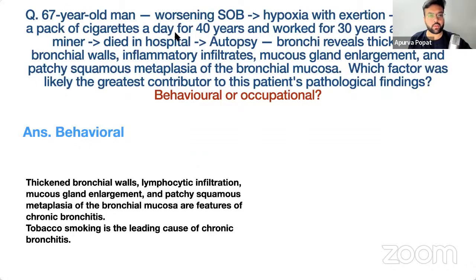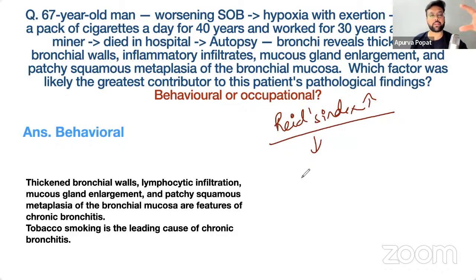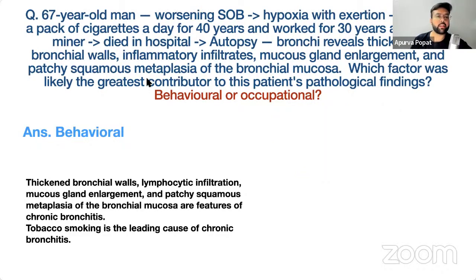Okay, so what happens to the Reid index in chronic bronchitis? It increases. Reid index increases because of an increase in what? A lot of increase in mucosal gland hypertrophy. Hypertrophy of the mucus secreting glands. Perfect. Because of the hypertrophy of the mucus secreting glands, you get a lot of mucosal gland hyperplasia, and you can also get squamous cell metaplasia because of the smoking.